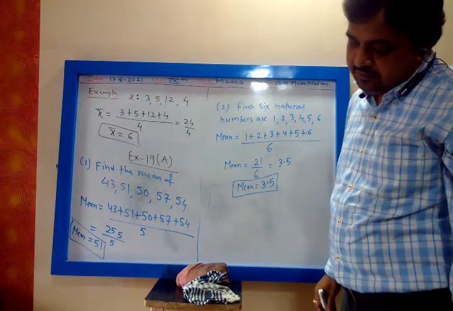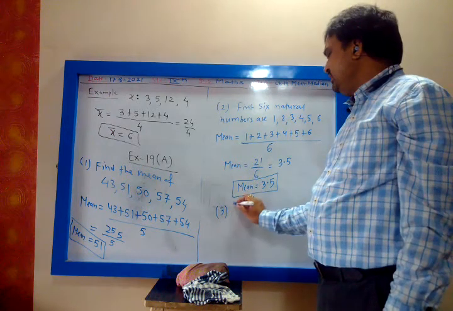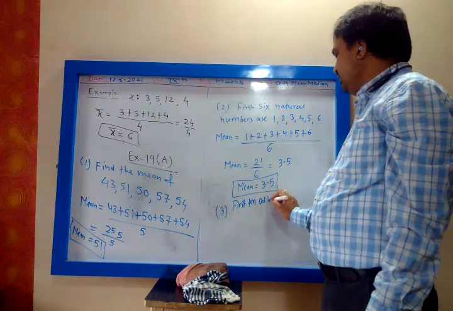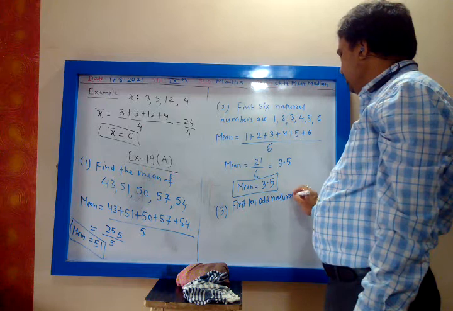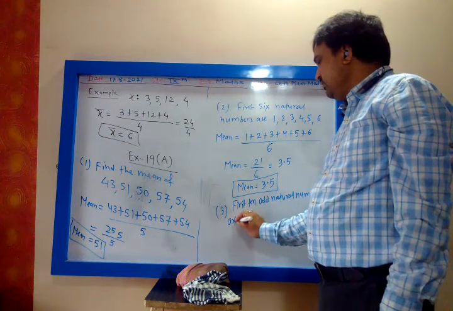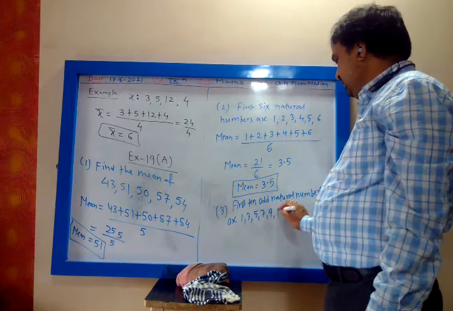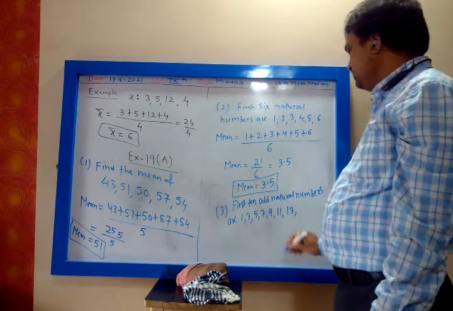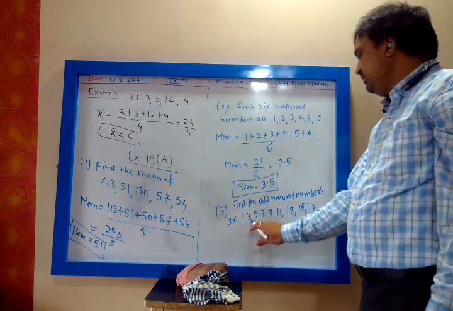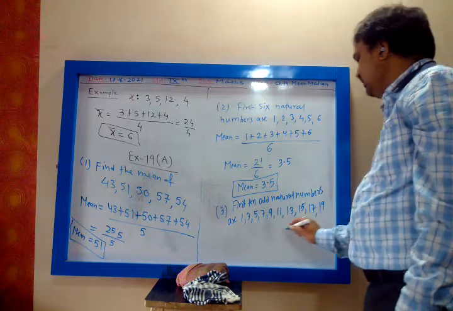Then find the mean of the first 10 odd natural numbers. Okay, so the third one will be the first 10 odd natural numbers. Yes, what are they? Odd natural numbers means those we cannot divide by 2. The first 10 odd natural numbers are 1, 3, 5, 7, 9, then 11, then 13, 15, then 17. How many are there? 1, 2, 3, 4, 5, 6, 7, 8, 9. 19. Then the rest is homework.